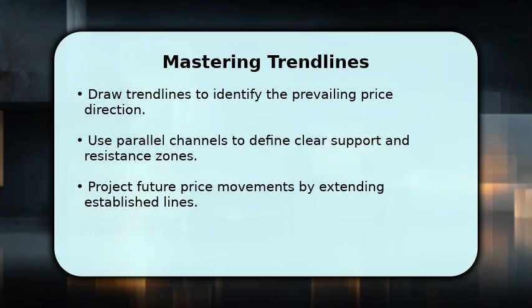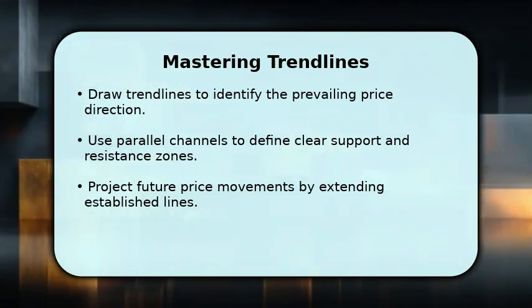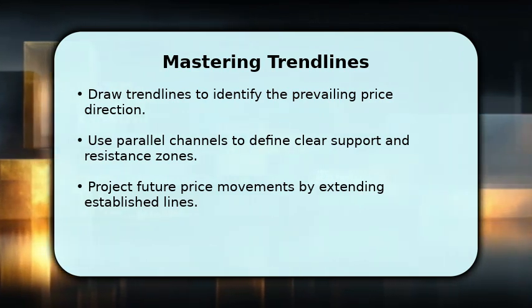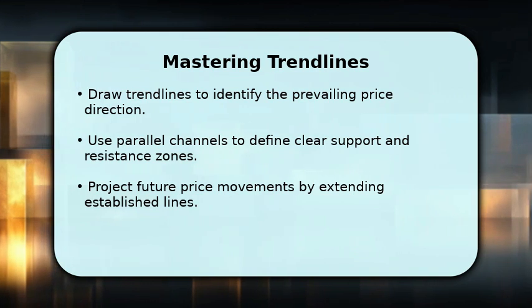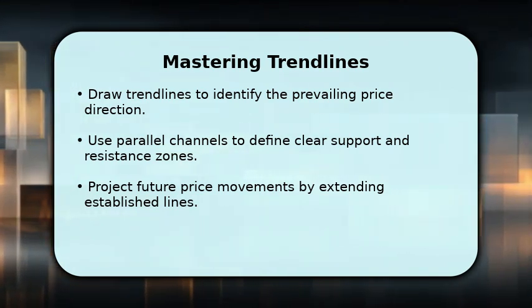Next, let's master trend lines. To draw a trend line, select the Line or Ray tool from the drawing panel. Click on two significant swing highs or lows to connect them, forming your trend line. For parallel channels, draw a trend line, then duplicate it and move the copy to create a channel.